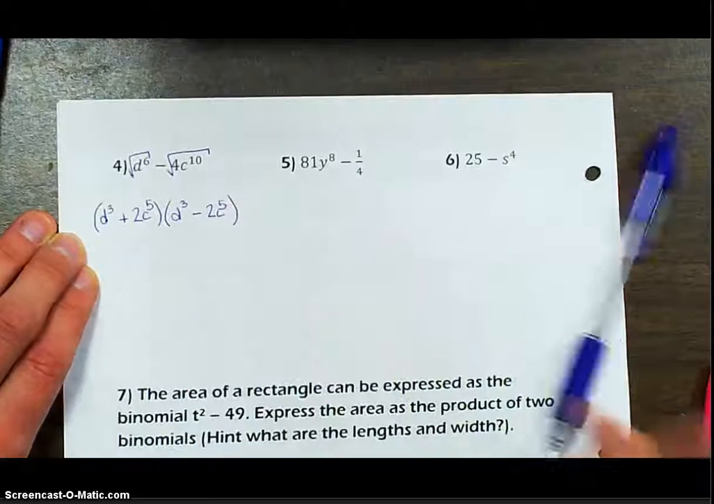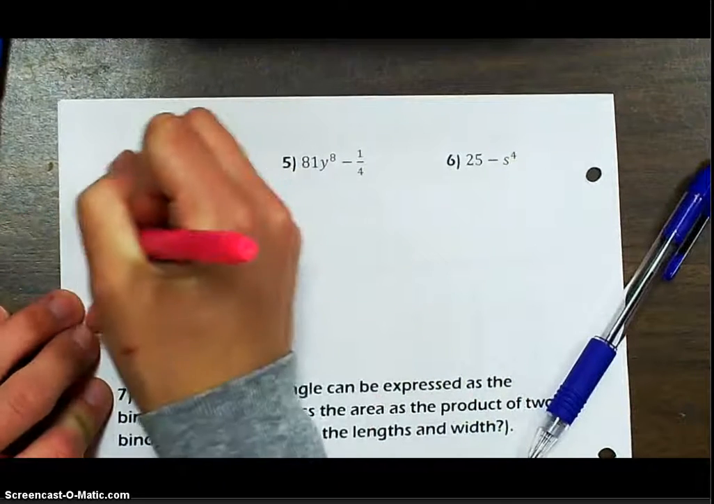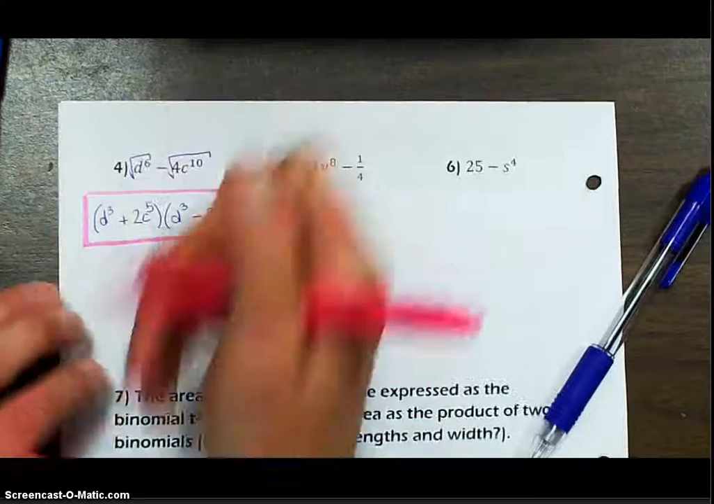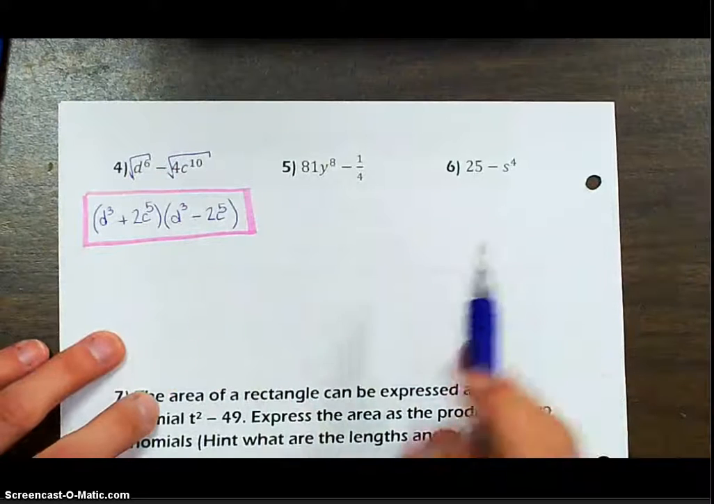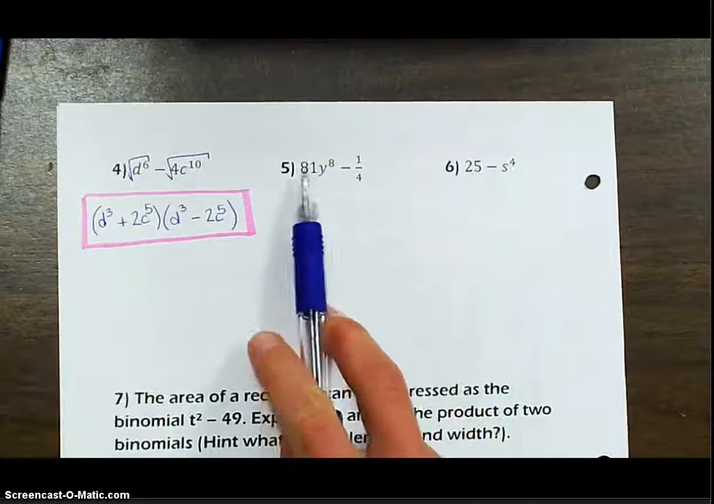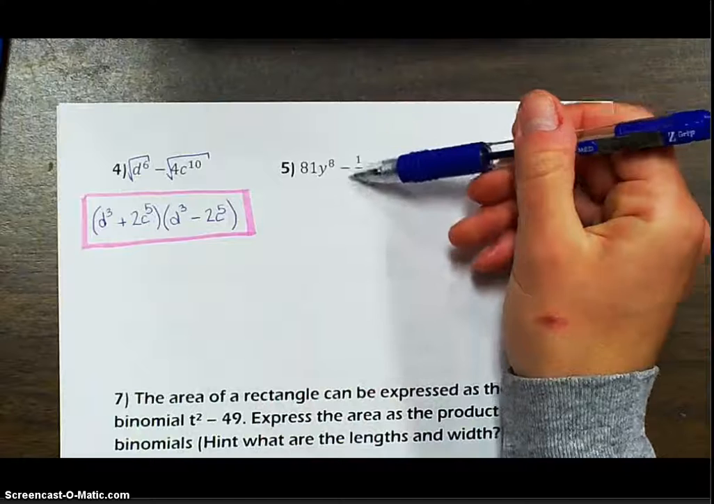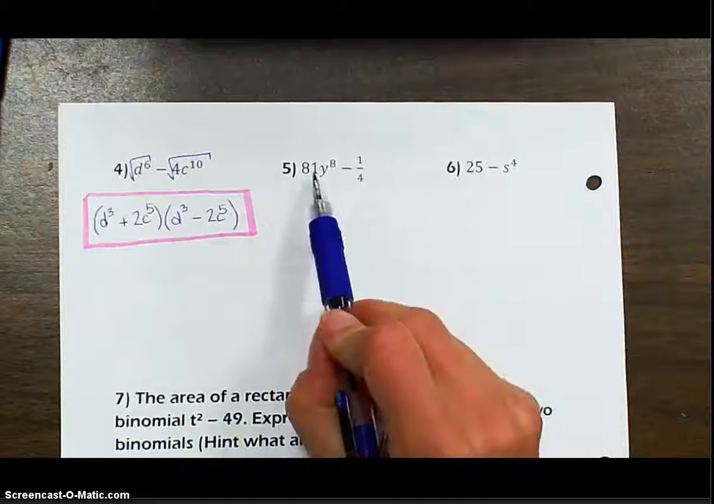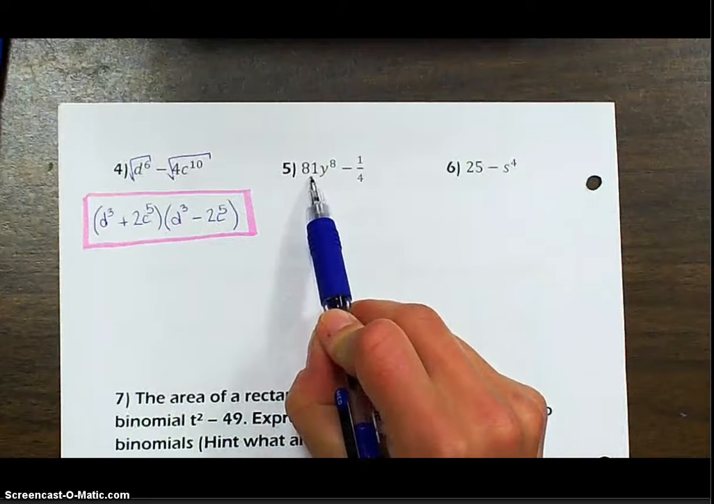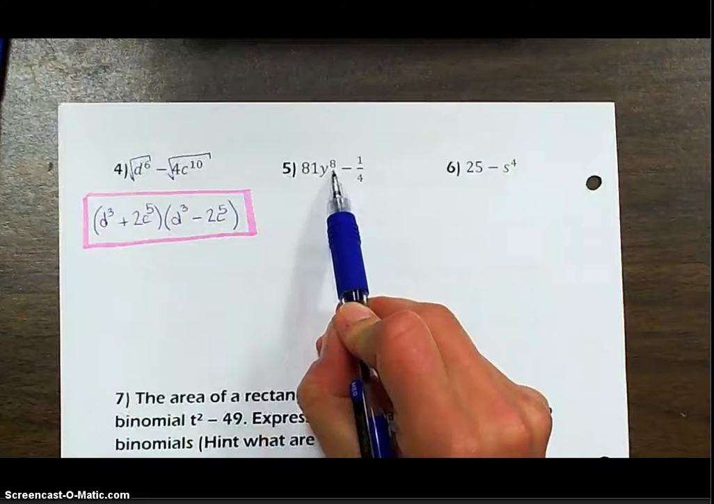2c to the 5. And with that, we have factored our binomial. Okay, let's try another one. So let's take a look at number 5. So is it subtraction? Yes. Is 81 a perfect square? Yes. Is y to the 8 a perfect square?